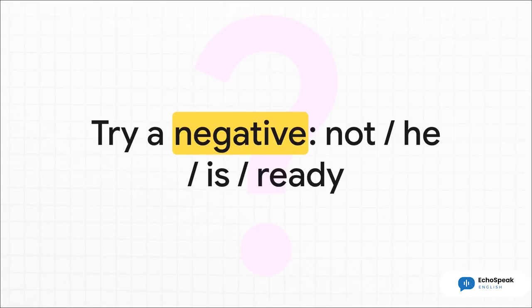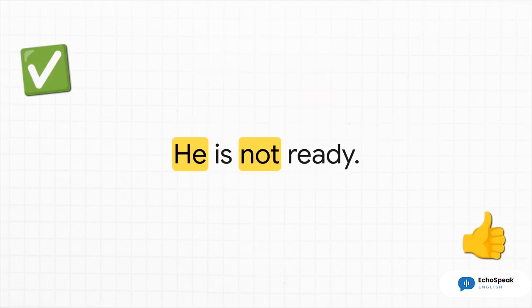Great job. Let's try another one, but this time we're going to make a negative sentence. The words are not, he, is, ready. Again, feel free to pause and think about that special rule for negative sentences. And the answer is he is not ready. Perfect. Remember our rule? You start with the subject, he, add the helper verb and not, which is not, and then finish with the rest of the sentence, ready.